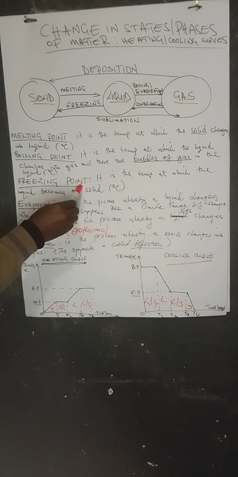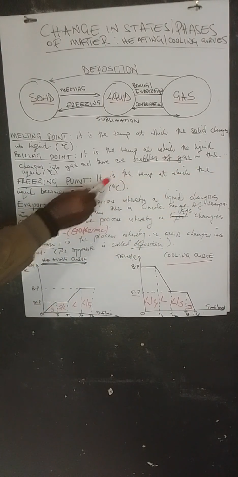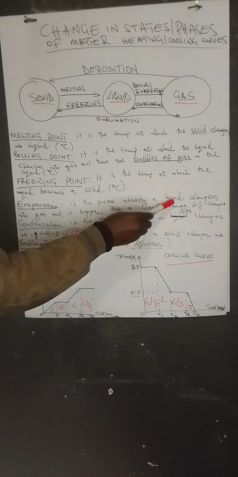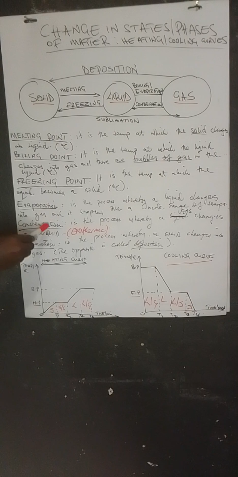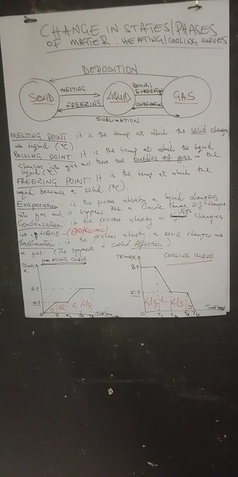What is the freezing point? It is the temperature at which the liquid becomes a solid, and it is measured in degrees Celsius. Now, we must not confuse boiling and evaporation. Evaporation is the process whereby a liquid changes into gas, and it happens over a wide range of temperatures. So there is no appearance of gas bubbles within the liquid itself, as opposed to boiling. Boiling happens at a specific temperature at which gas bubbles start appearing within the liquid.